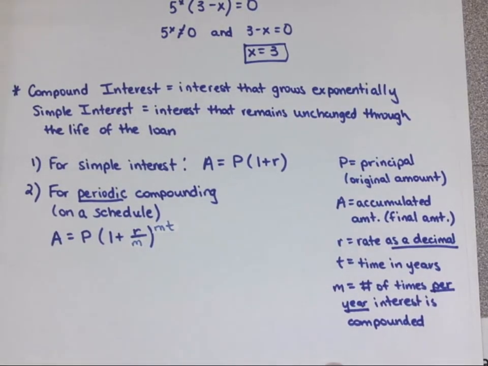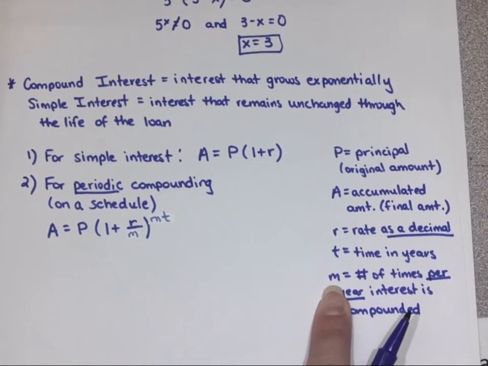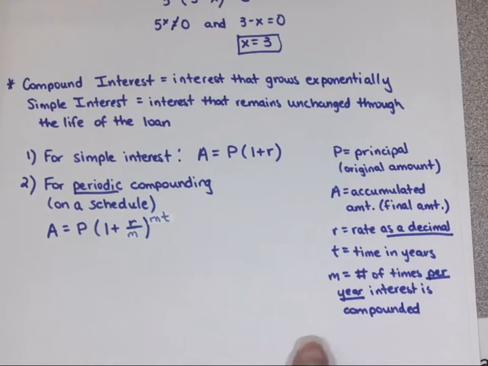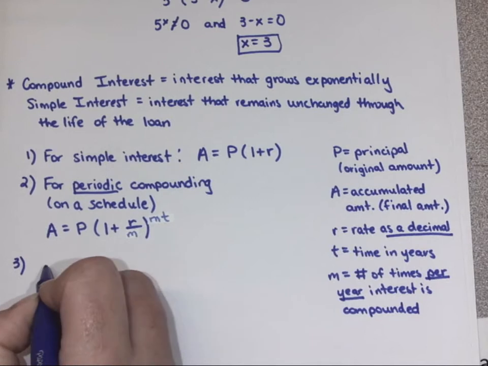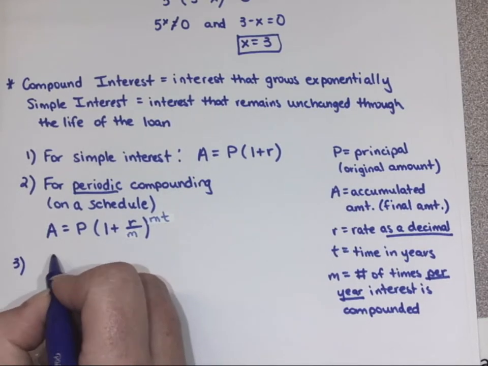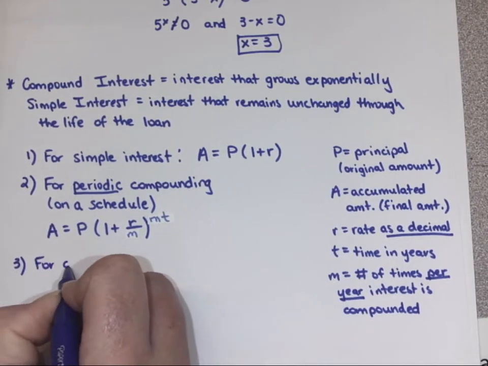What if it were daily? Then what would M be? How many days are in a year? 365. Okay, what if it was just annually, though? How many times a year would annually mean? Just once, right? So M is dependent on how many times a year the interest is being figured or compounded. And then the final one is for continuous compounding.